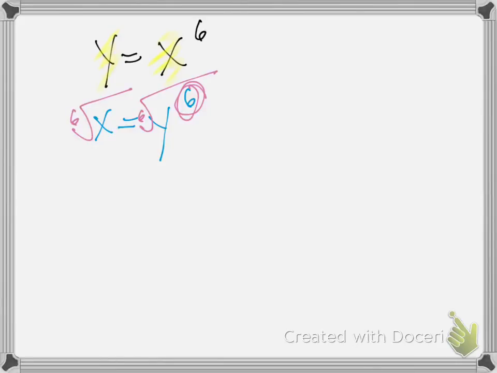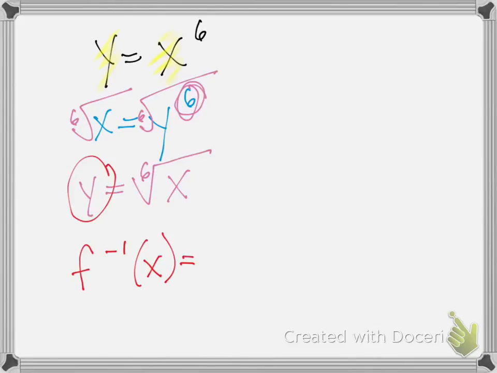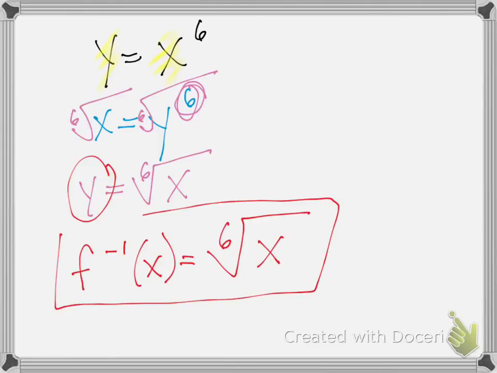And so you don't actually have to solve that algebraically. I'm not going to make you solve anything. You just have to know that the opposite of something to the 6th power would be the 6th root. So I would rewrite this as y equals the 6th root of x. And I'm going to change this y now to f inverse of x equals the 6th root of x. And that would be my final answer.